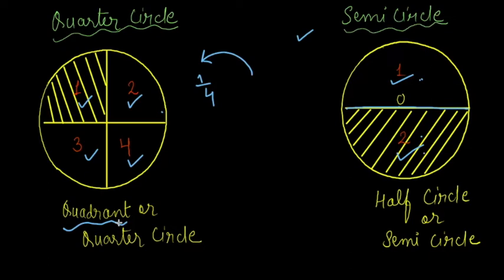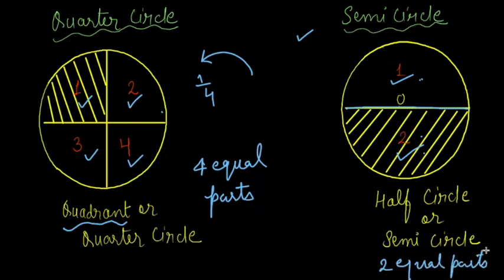So how many quarters are there in one circle? There are 4 quarters in one circle, right? And how is it formed? By splitting a circle into 4 equal parts. When I am splitting a circle into 4 equal parts, I am getting 4 quarters. When I am splitting a circle in 2 equal parts, I am getting 2 semicircles. Right? So these are also called quadrant or quarter circle. This is called half circle or semicircle.